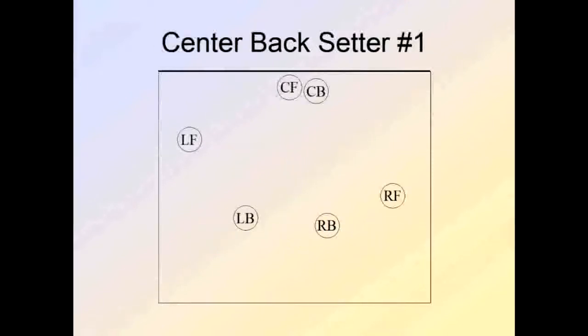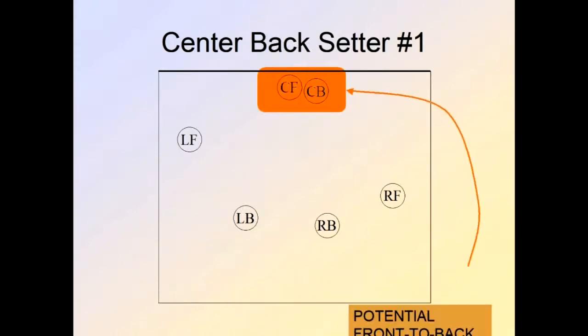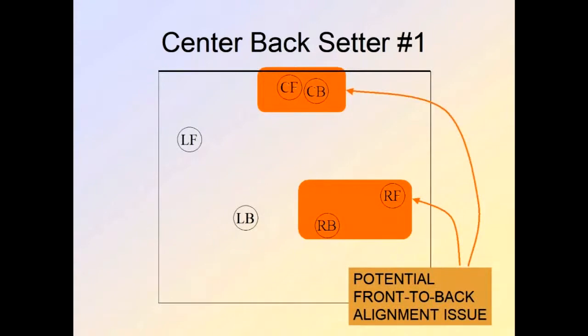In this position, we will look at the center back setter. The center back setter is pushing forward the center front player. The center front player, remember, must be closer to the center line than the center back player. So there's a potential front to back issue with the center front player. Then as we look at the right back and the right front, there is another potential where the right front player must ensure that they are not overlapping the right back player, so a front to back issue.